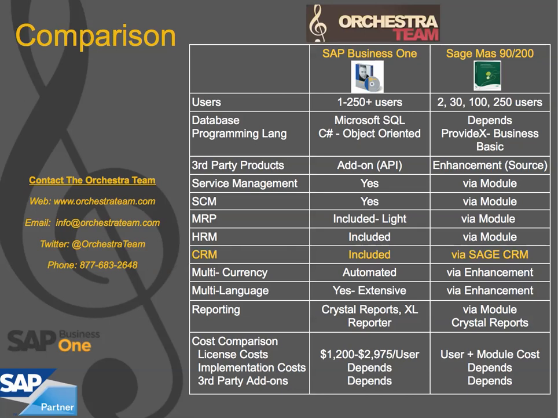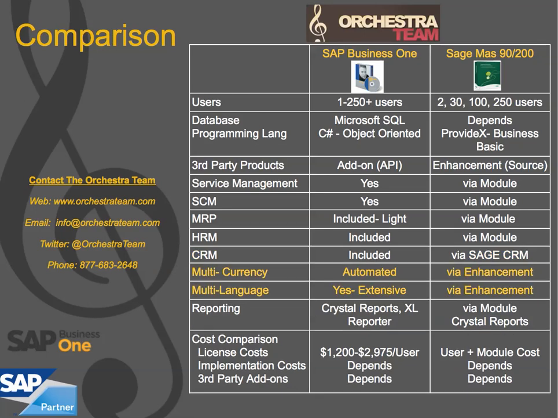There is a separate application, separate software known as Sage CRM that can be integrated using middleware to Mass 90 or 200. However, be aware of the integration costs associated with that. SAP Business One has included out of the box native CRM. When talking about multi-currency, multi-language, SAP Business One is used all around the world. It has extensive multi-language capability.